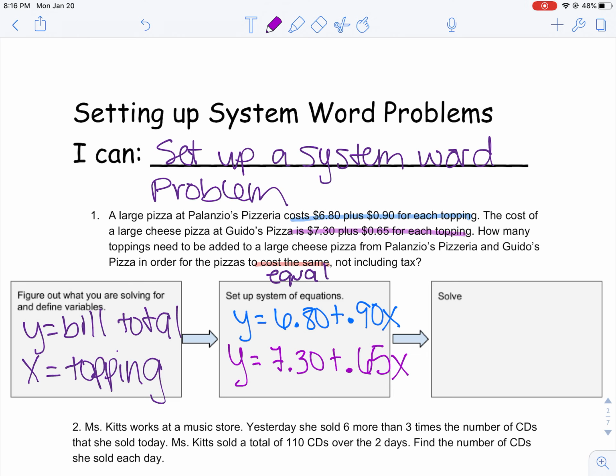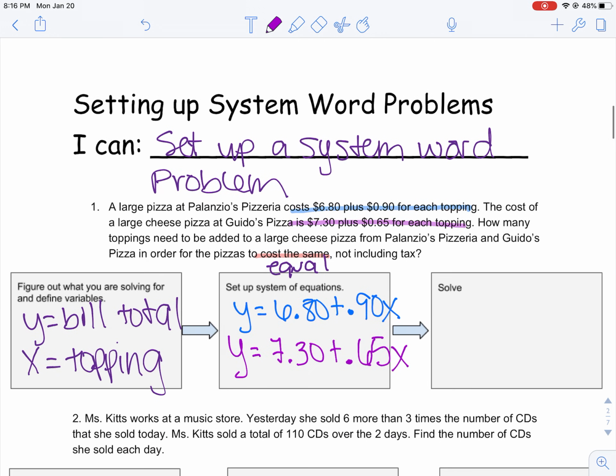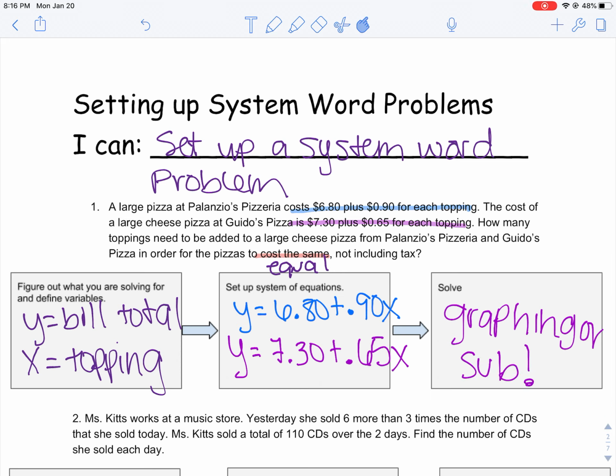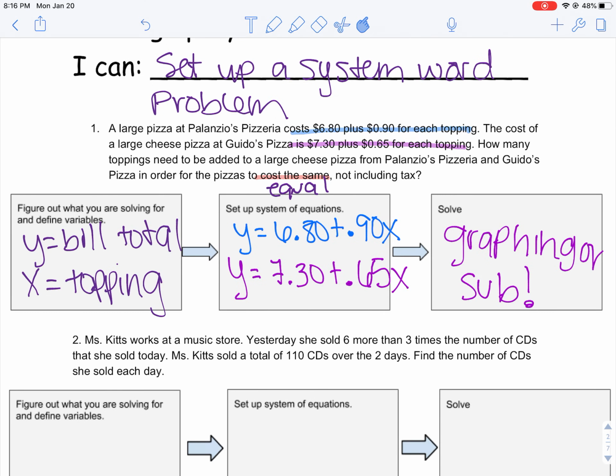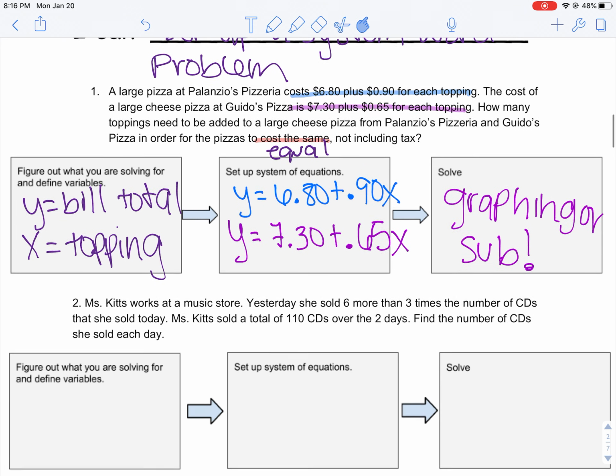Now, we're not actually going to solve these. We're just setting them up today. But if I was asked to solve this, this is going to be either graphing or you could use substitution. It's up to you. If it was my choice, though, and I had a calculator, I definitely would use graphing.